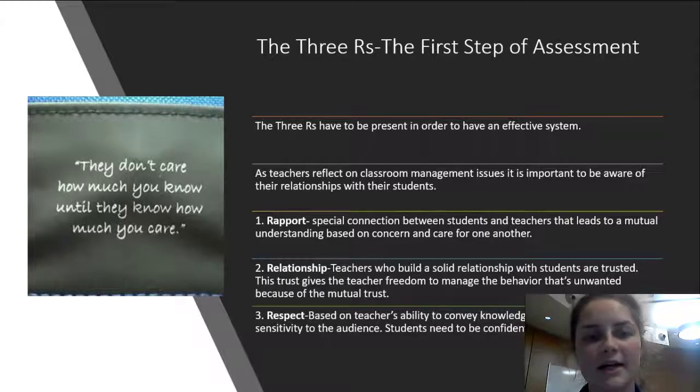So a quote that I put in here that really ties together all of this is that they don't care how much you know until they know how much you care. And that is also a reason why respect needs to be in place, that way the other R's can work.